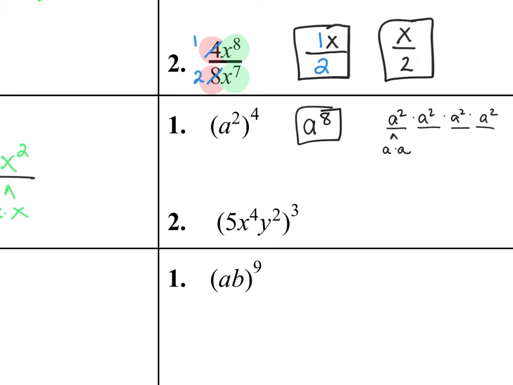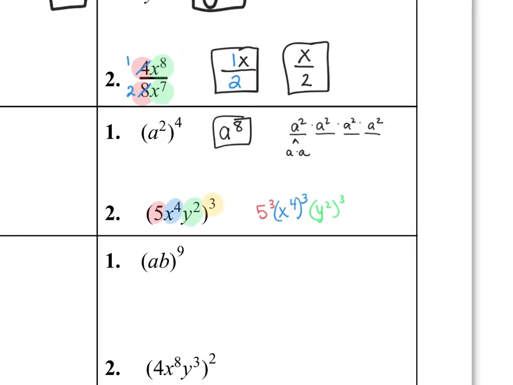Let's look at the next practice example. So again, I like to break it up into mini math problems. I've got a 5 inside the parentheses, I've got an x to the 4th, and I've got a y squared. And my outermost exponent is 3. So what this outermost exponent would mean is that I'm raising every single item inside the parentheses to the 3rd power. So that means I'm raising 5 to the 3rd power, x to the 4th to the 3rd power, and y to the 2nd to the 3rd power.